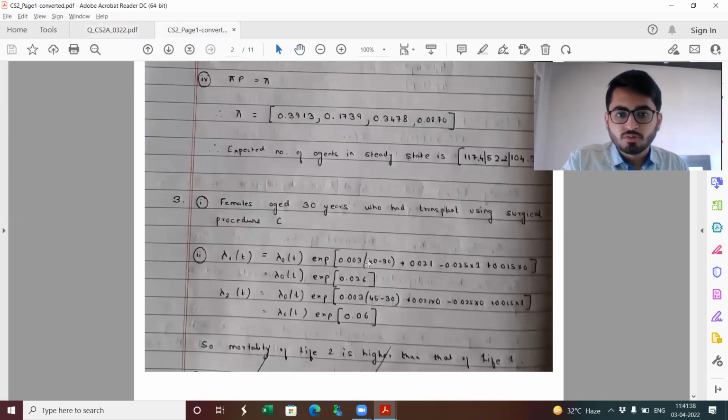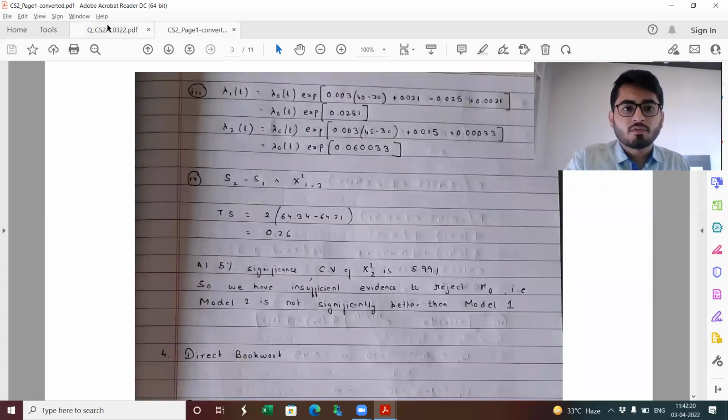So I have tried to show all the steps. This is for the first life, lambda 1 of t, aged 40. And these are the various covariates, either taking the value 0 or 1, multiplied with their beta coefficients. So we are left with e to the power 0.026 into lambda naught t. For the second life, again, it comes out to be e to the power 0.06. So we can say that the mortality of life 2 is higher than that of life 1. And you can also give a percentage. Let's say you divide this by this, and you can say that the mortality of life 2 is higher by X% with respect to life 1.